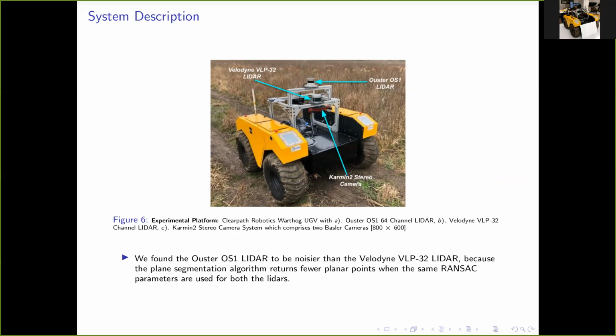Among the two LIDARs we have found that the Ouster LIDAR is noisy. We say so because if we use the same RANSAC parameters for both the LIDARs for segmenting planes or lines, then the points returned in the case of Ouster LIDAR is significantly lesser, despite it being a 64-channel LIDAR. We will discuss the effect of this noise on the calibration result and show how it is beneficial to use the edge point to back projected plane constraint like we have done in the proposed method.